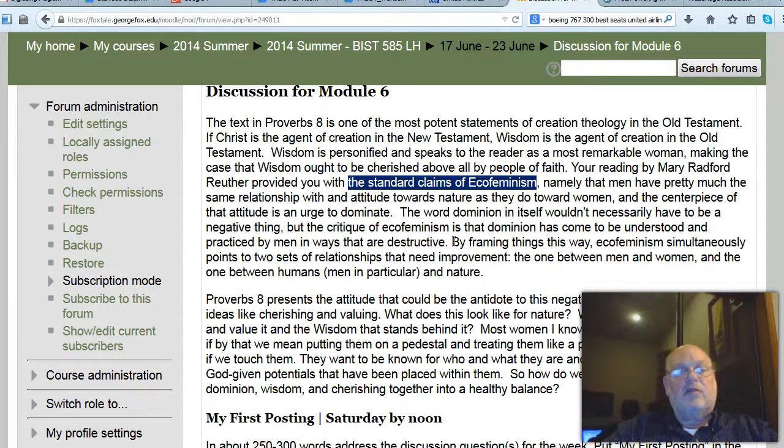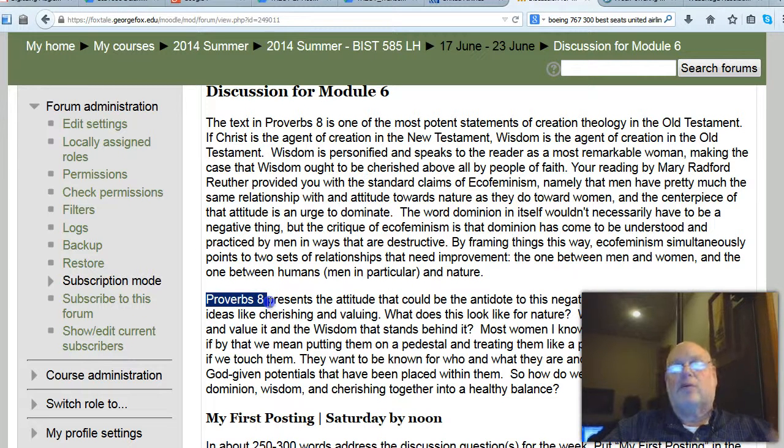By framing things this way, ecofeminism is clearly pointing simultaneously to 2 sets of relationships that need improvement, one between men and women and the other between humans and nature. So in the face of that wake-up call of ecofeminism, Proverbs 8 comes to us as this feminine character, wisdom, clothed in a very feminine persona, and wants us to bring these 2 things together. How would you bring them together?